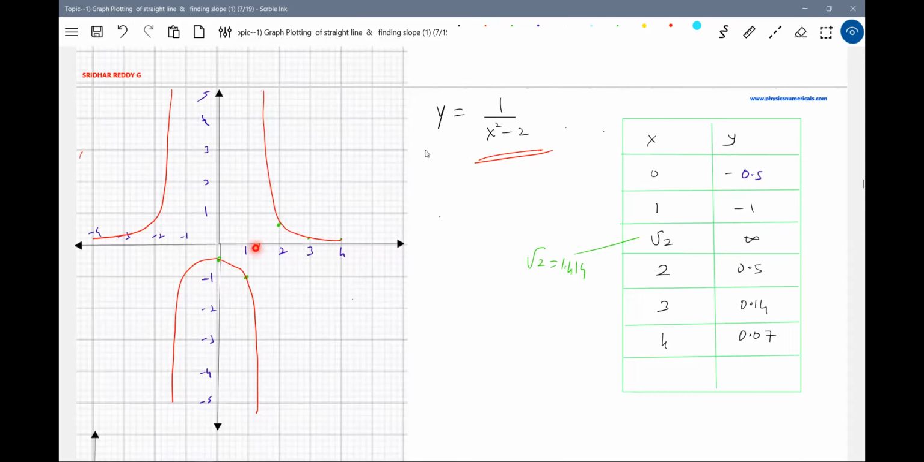Sir, can we do one thing? Choose 1.3, 1.4, since x equal to root 2 is 1.4. You choose other values between 1 and 1.4, like 1.1, 1.2, 1.3, and get the values of y. You get a few more points. Then after this, 1.5, 1.6, 1.8, so that you get more points. But at one value it will be infinite. Let me solve it. Root 2 whole square minus 2 is 2 minus 2, so 1 by 0. What is 1 by 0? It should be infinity.